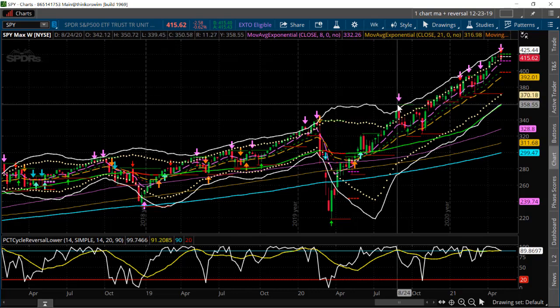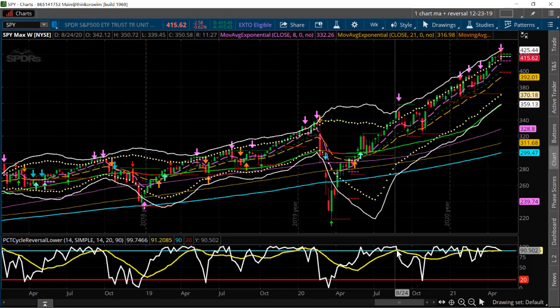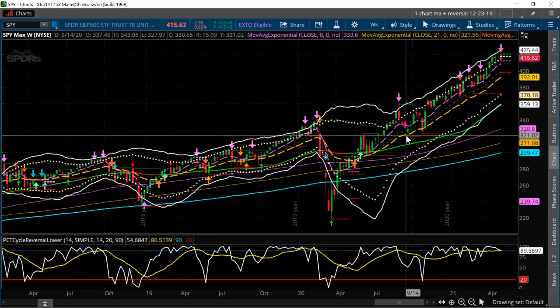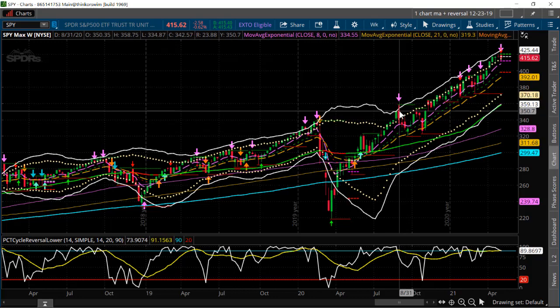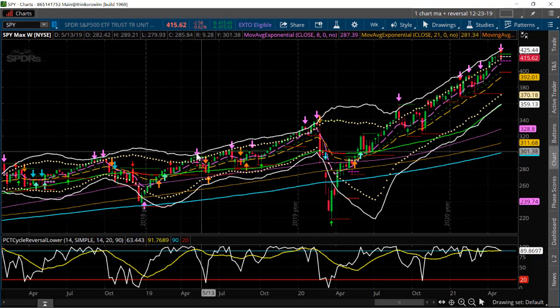So you can see back here in August, it got up to the top end of the range, and we had a reversal signal right here below. We had a pullback here from 358 to 321. So that was a 10% correction. And then we had another one. This was COVID, so I'm not even looking at that one. And then we had one here.